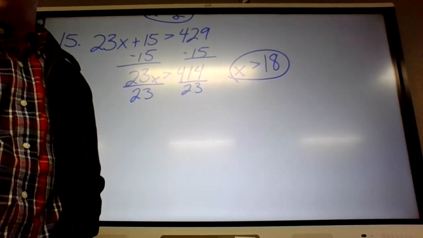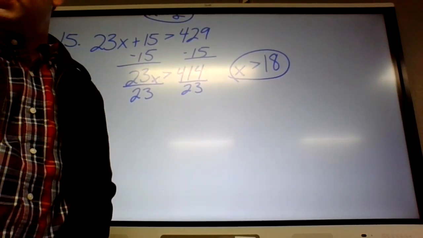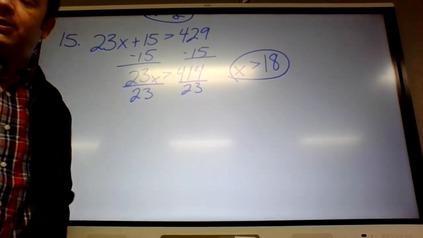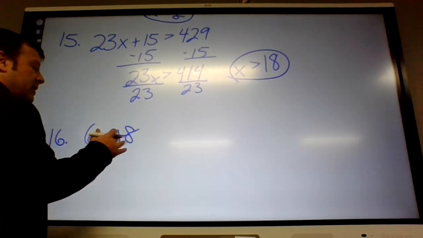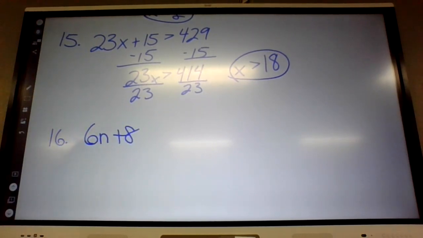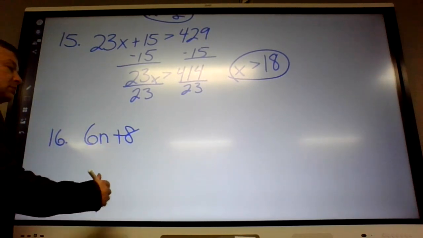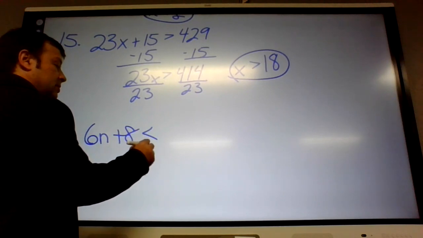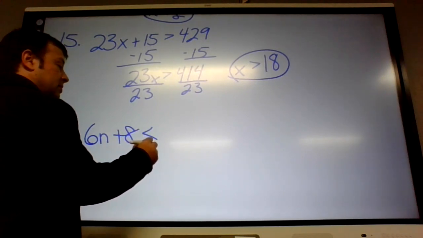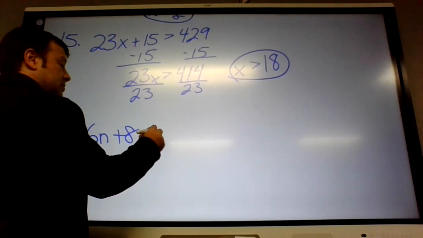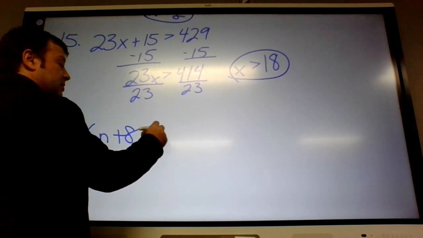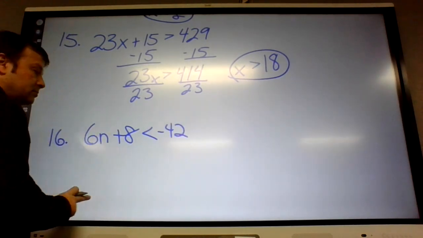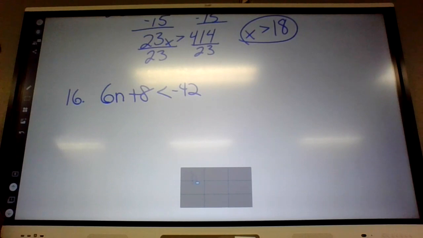Okay, so 8 more than 6 times the integer. How would I write that part? 6n plus 8. You can also do 8 plus 6n, the order of addition doesn't matter. Is less than the opposite of 42. What's the opposite of 42? Negative 42. Okay, so setting it up is not the weird part.